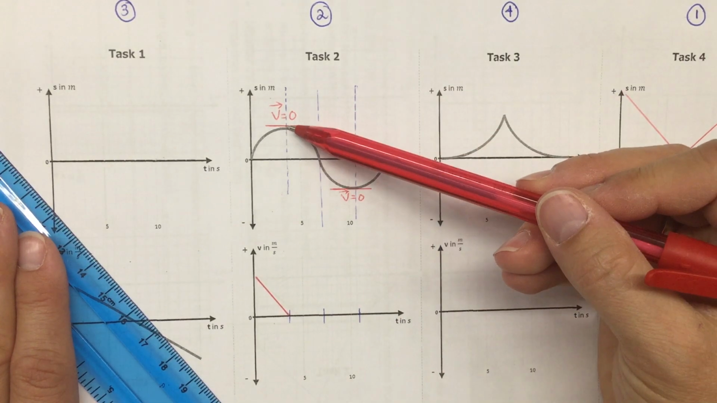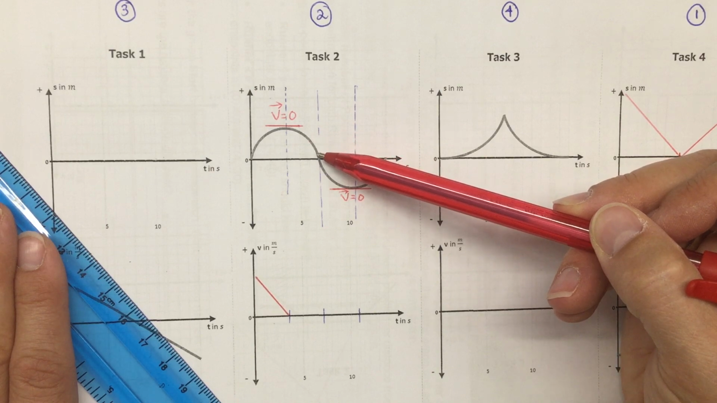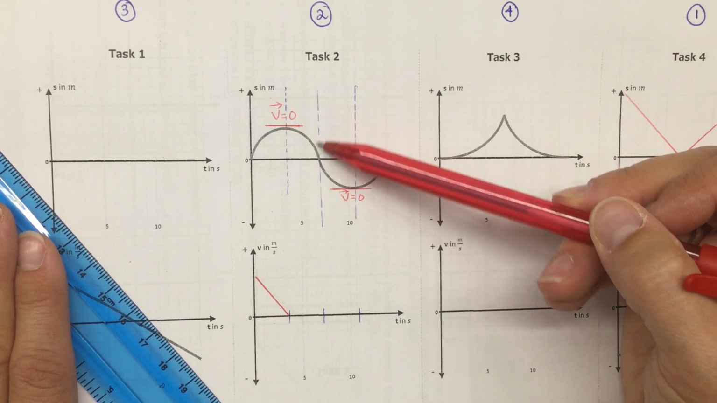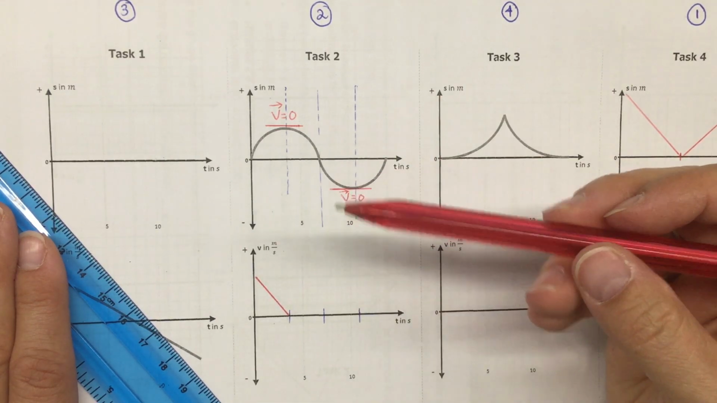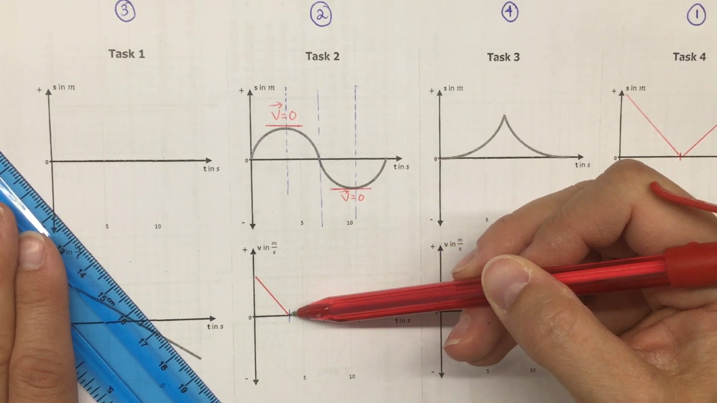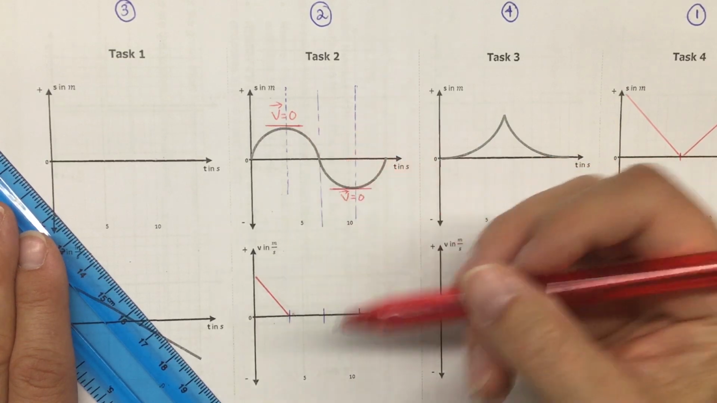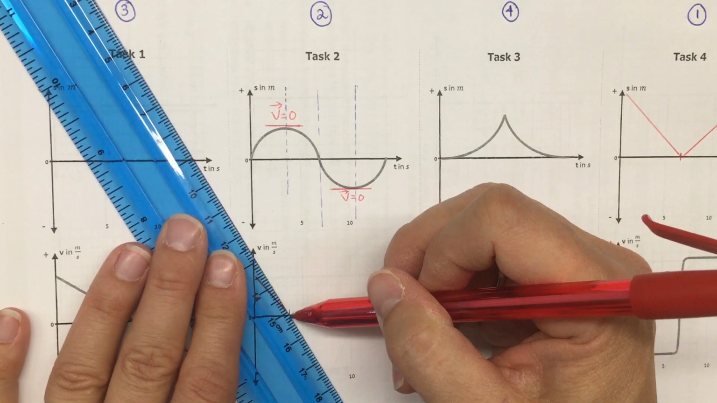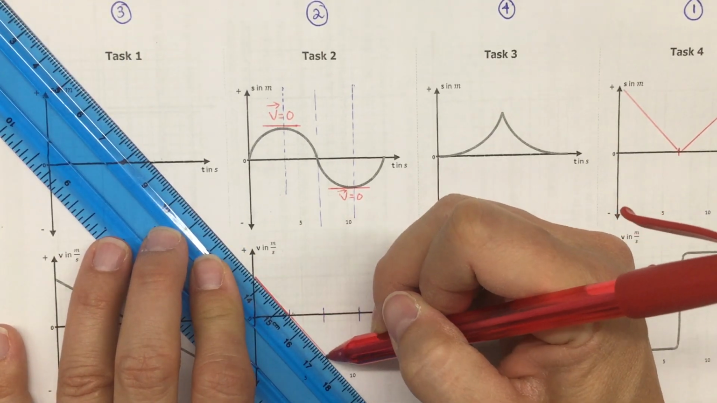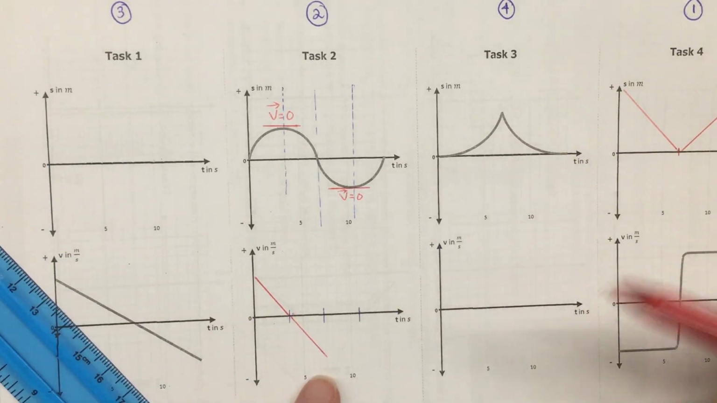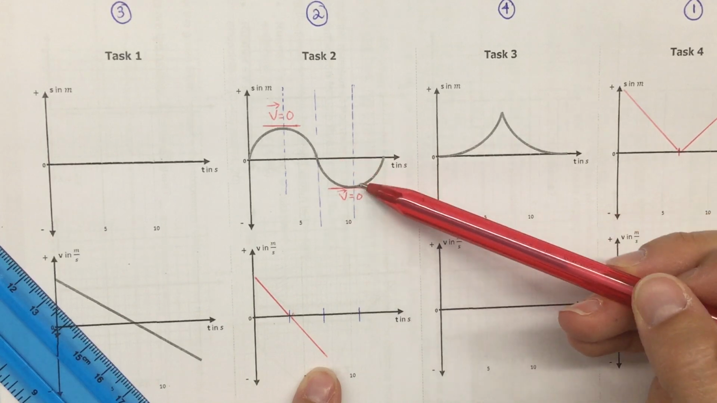The next section, my velocity starts at 0 and is increasing. Okay, so now I'm going to start at 0 and I'm increasing, but I'm also going backwards because my line goes down and to the right. So now I'm going to go down to the right.